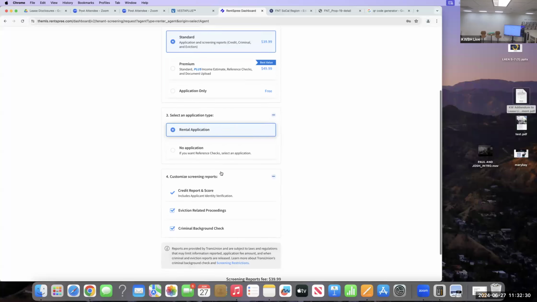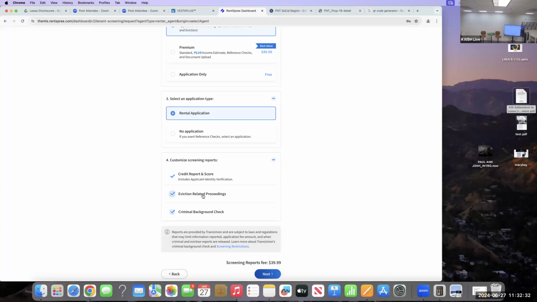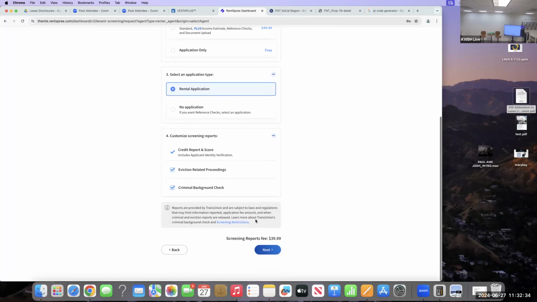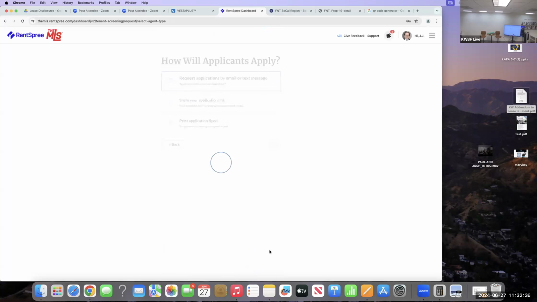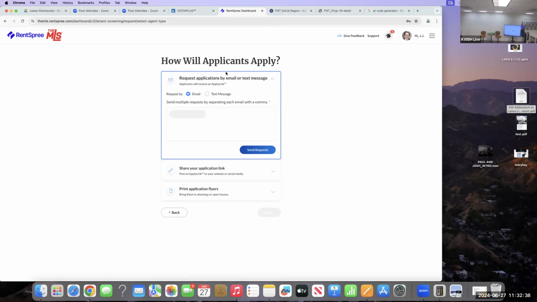So they're going to do a rental application, a credit check, eviction search, and a criminal background check, $39.99. Next. How will the applicants apply? Request by email or text message. So I can put their phone number or their email, and they pay for it, and I press send. I call my tenant and say, you just received an application link in your email from Rent Spree. Fill out the application and I'll send it to the listing agent. So that's all you have to do as the tenant's rep.